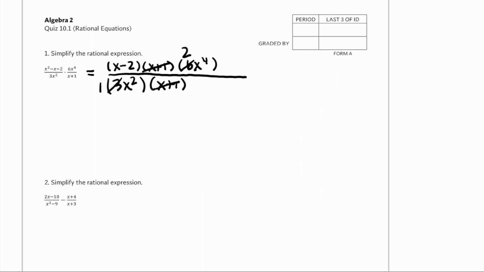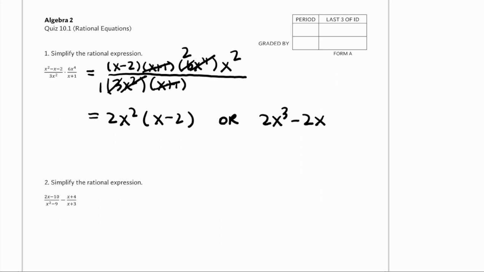And then x to the 4 divided by x to the 2, that's just x to the 2 in the numerator. Okay, so I'm left with a 1 in the denominator and a 2x squared times x minus 2 in the numerator, so you could stop there, or you could distribute it if you felt like you needed to, and that would be 2x cubed minus 2x to the 2.